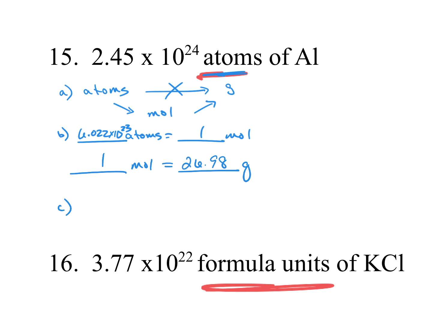All right, and then the third and final step of converting atoms of aluminum into grams of aluminum is to set up the multiplication so that the units cancel. 2.45 times 10 to the 24th atoms. So again, you have to list the units. If you want to show the units canceling, you've got to show the units. So the first step asks you to go to moles.